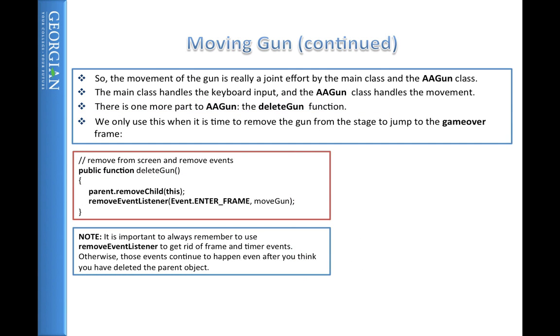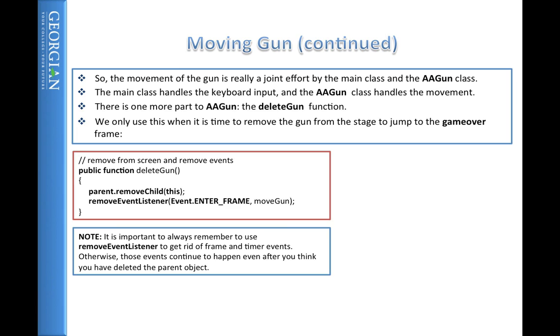So here we are. Again, we talked about doing some garbage collection before, and we do it for the gun as well, right? So we have this remove child event, and we also remove the event listener when we move the gun, when we delete the gun. And the reason why we do this is when the game is over, we don't really want our objects to be on the screen anymore, right?